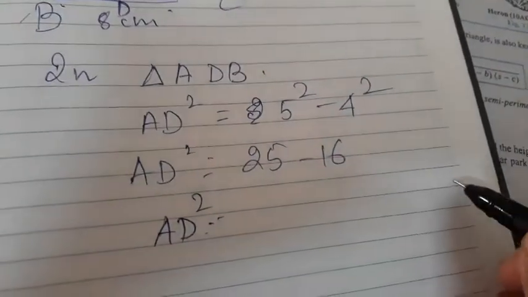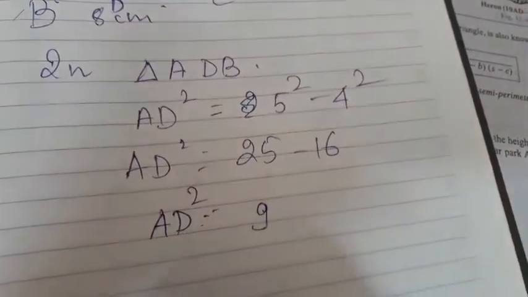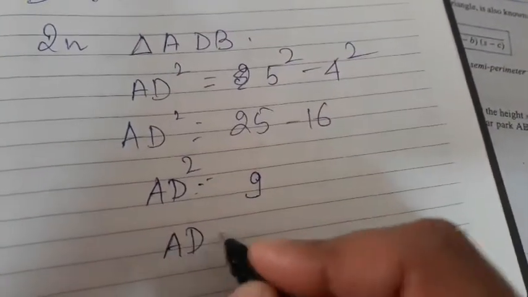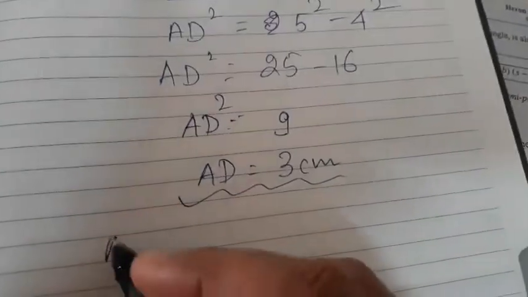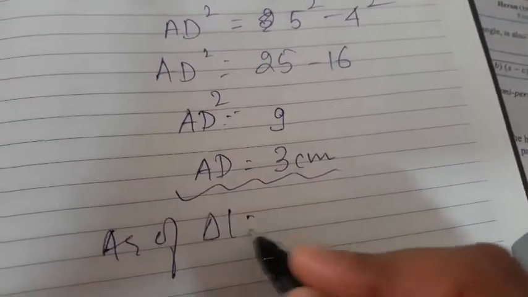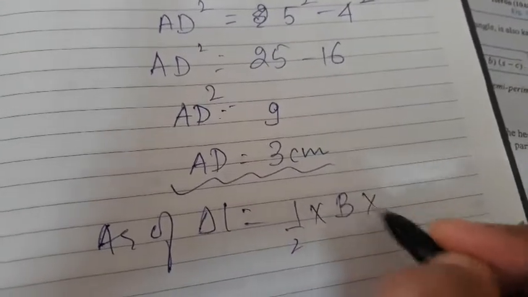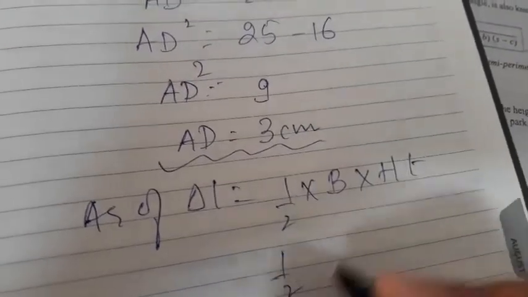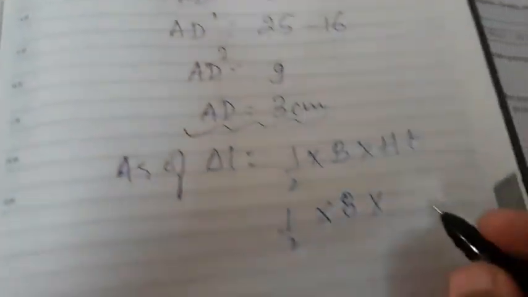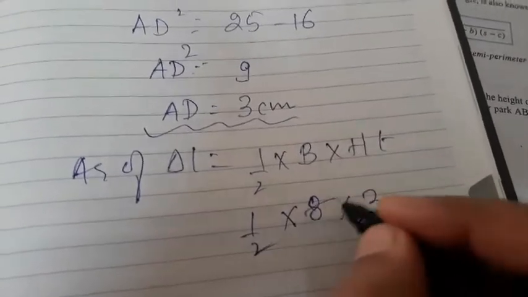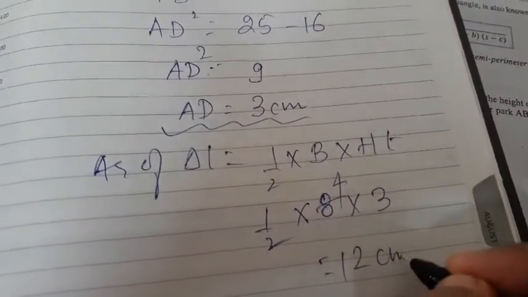9. So 9 is the answer, right? Therefore AD will be how much? 3 centimeter. Yes. Now area of triangle is half into base into height. So half into, what is the base? 8, the complete triangle we are talking about. The base is 8 and this is height, how much? 3. So 2 4s are 12 centimeter square.